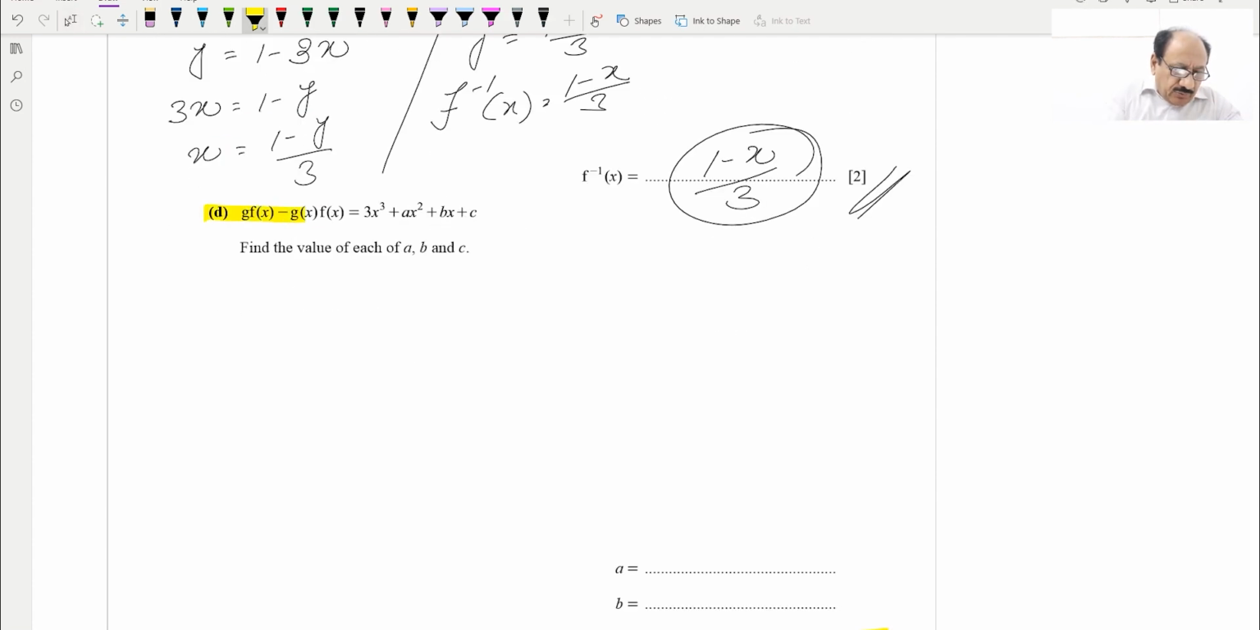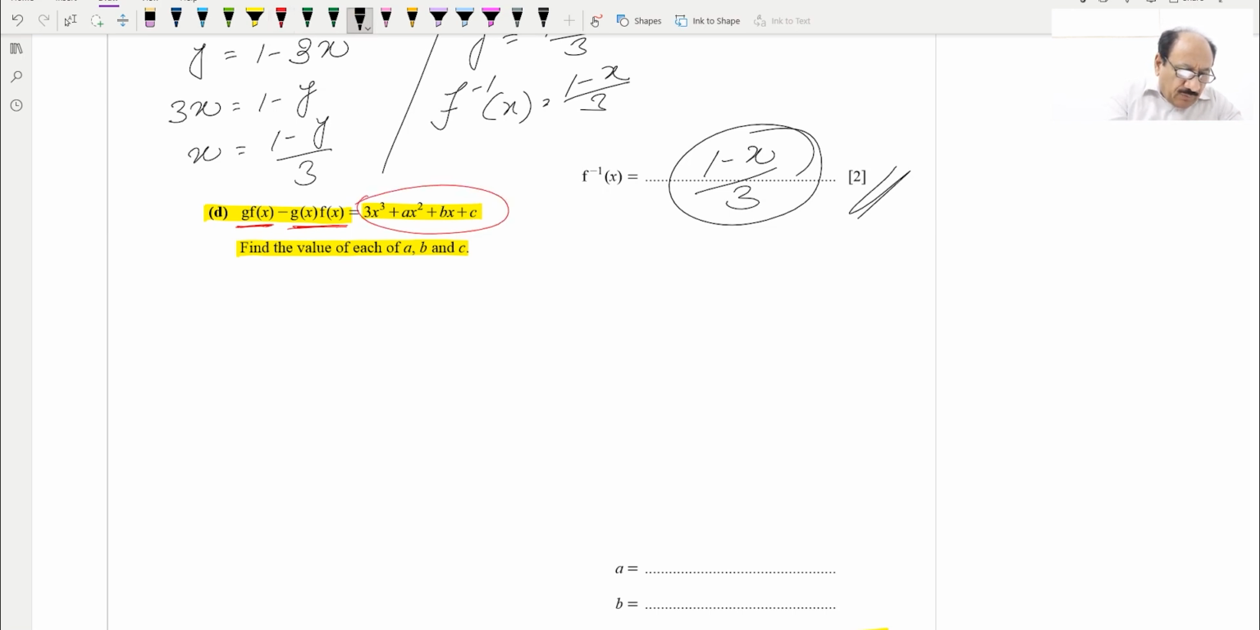Part d, we need to find this, and the answer should be in this format, a cubic equation, and we need to provide the values of a, b, c. First, this is a composite function question. First we'll solve this part, and then we'll solve this part, and we will provide the answer in this format.